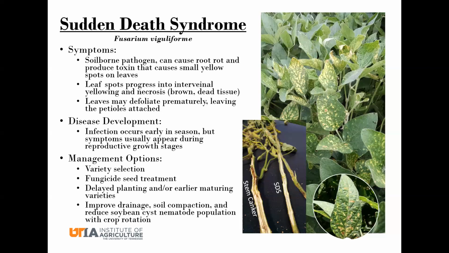Infection occurs typically early in the season, meaning that that disease moves in from the soil into the root system of the soybean, but usually we won't see foliar symptoms appear until later reproductive growth stages of the soybean.